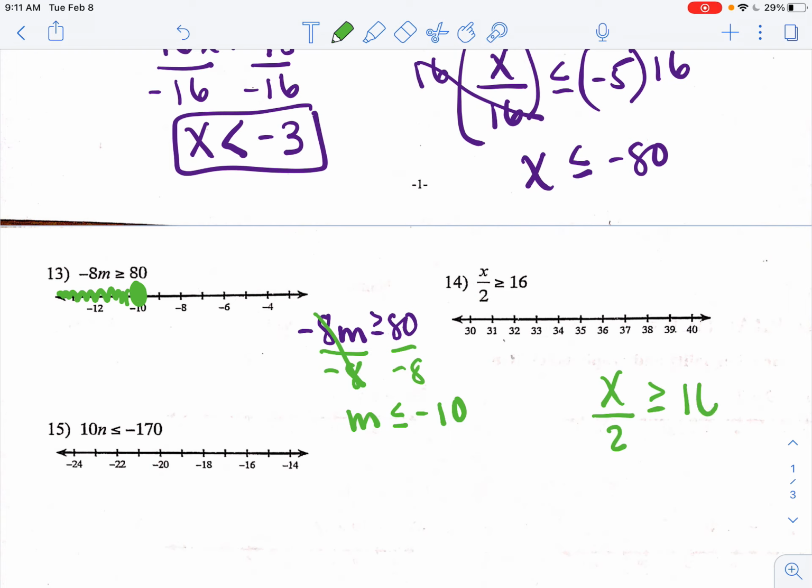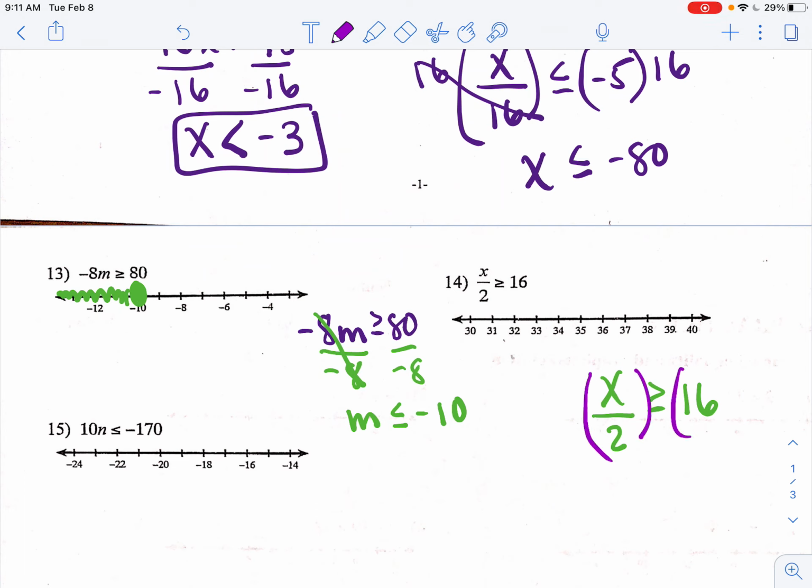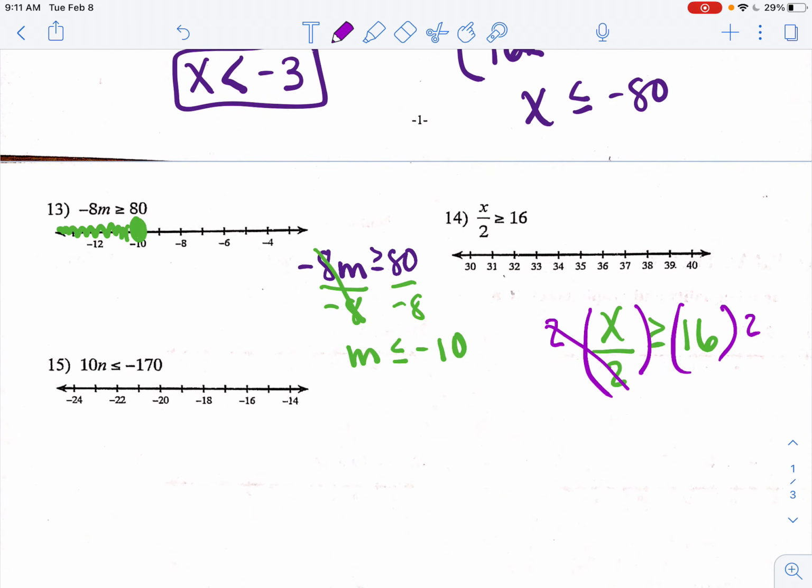14 is x over 2 greater or equal to 16. If x is being divided by 2, you've got to multiply by 2. I've still got a lot of you thinking that you divide 16 by 2 to get 8 for this answer, but that's not true. If x is being divided by 2, you've got to multiply by 2. So we get 32 on the other side. Sign switch here, that would be a no because we're multiplying both sides by positive 2. So no sign switch. That is closed on 32. And x is greater or equal to that. That is to the right.